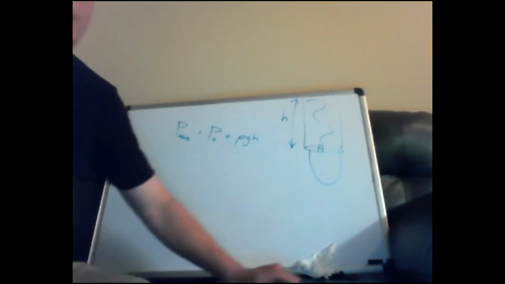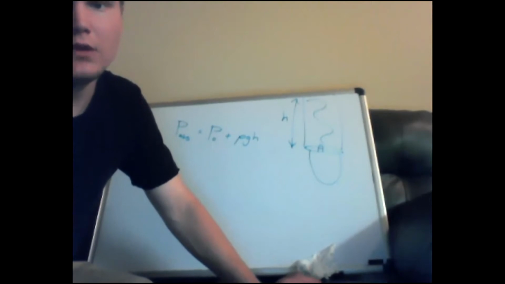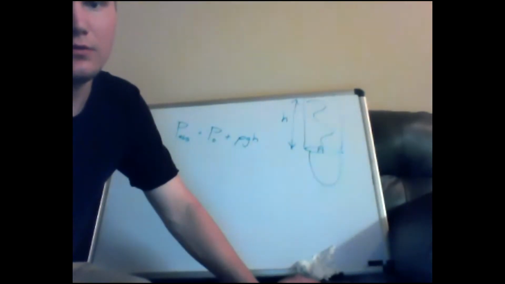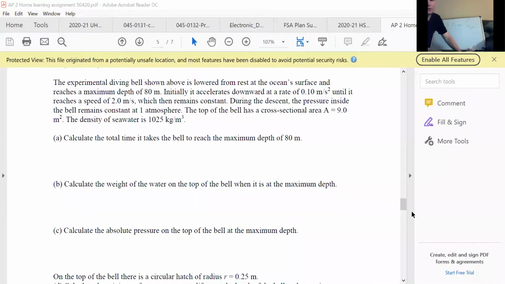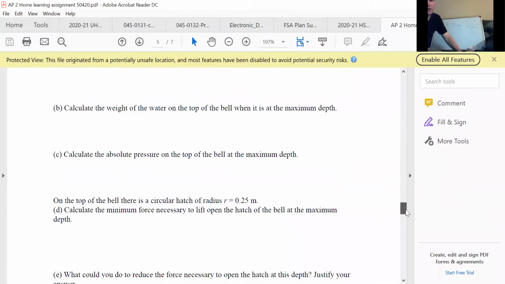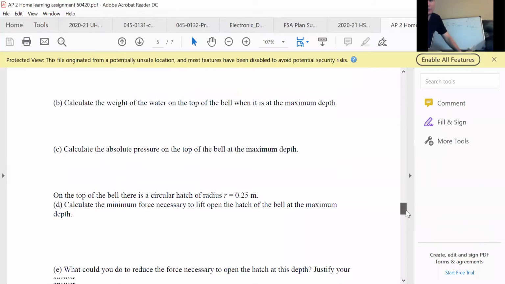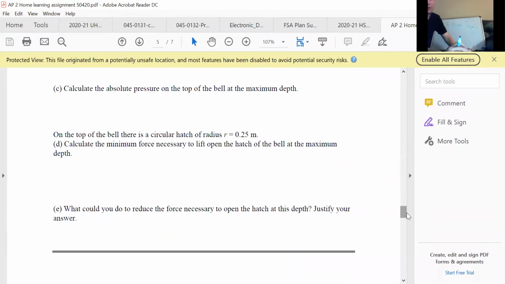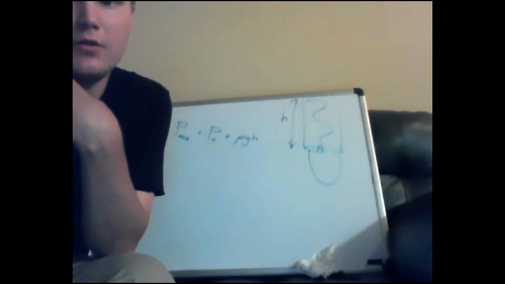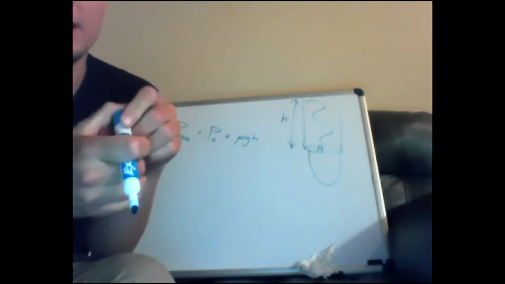The next part wants to know, so let me pull it up here so you can see. Okay, so we calculated the absolute pressure. The next part wants to know the minimum force necessary to lift open the hatch of the bell at the maximum depth, and then what could you do to reduce that force necessary to open the hatch? And so let me go back here. We're looking for the force necessary to open that hatch.